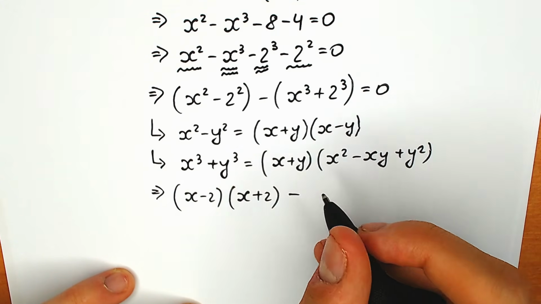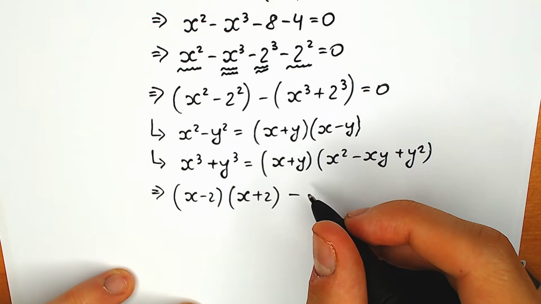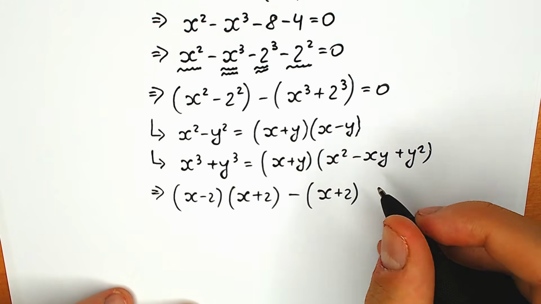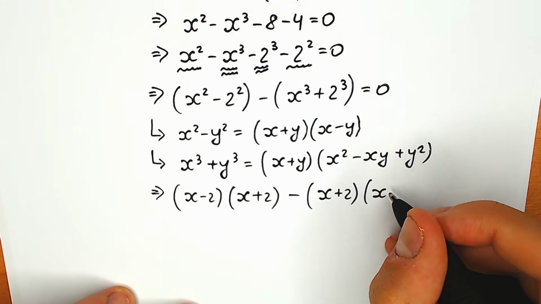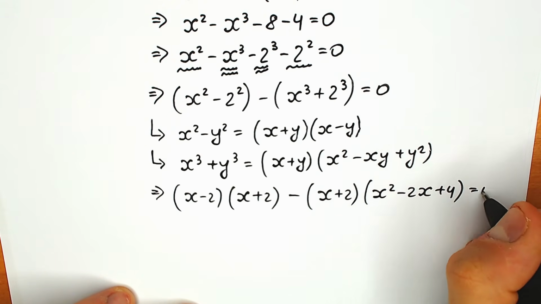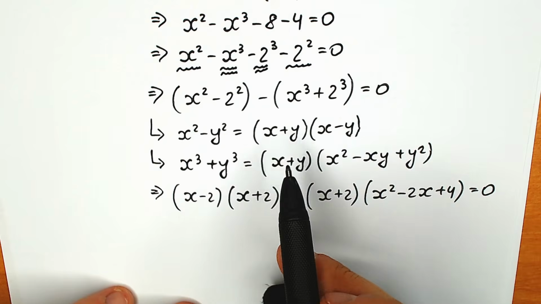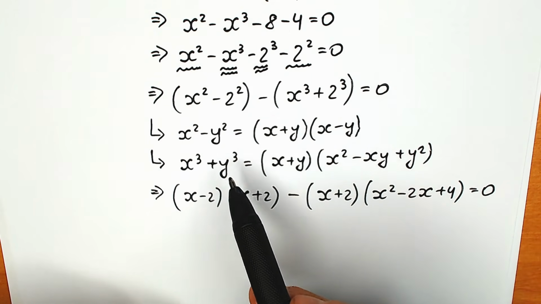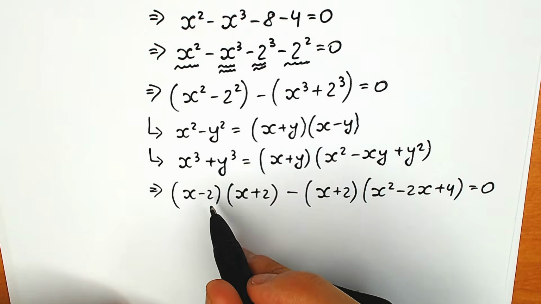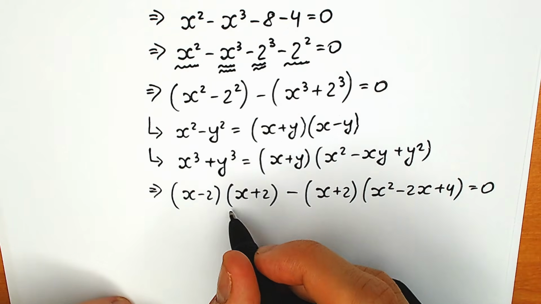And in the second parenthesis, we're going to have x plus 2, and in the next parenthesis x squared minus 2x plus 4, equal to 0. And right now, let's look closely. After we expand these expressions in terms of these formulas, we're going to have 4 parentheses. But the main thing, we have the common element.